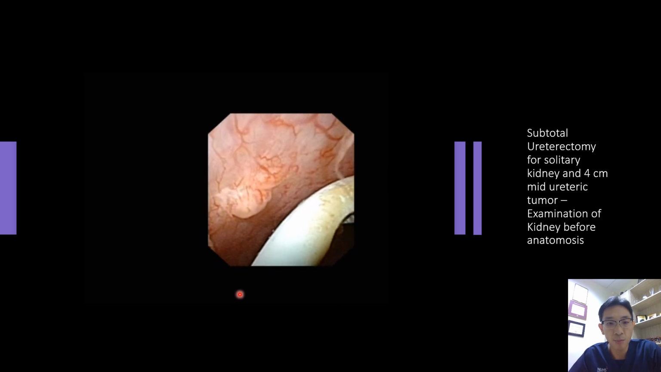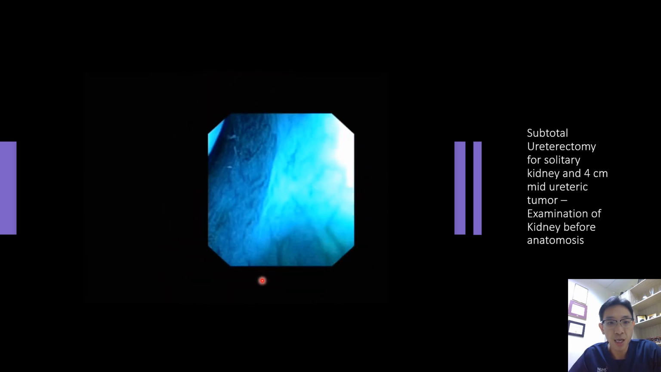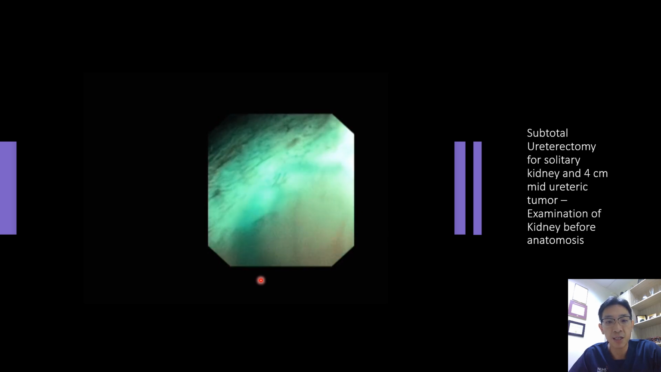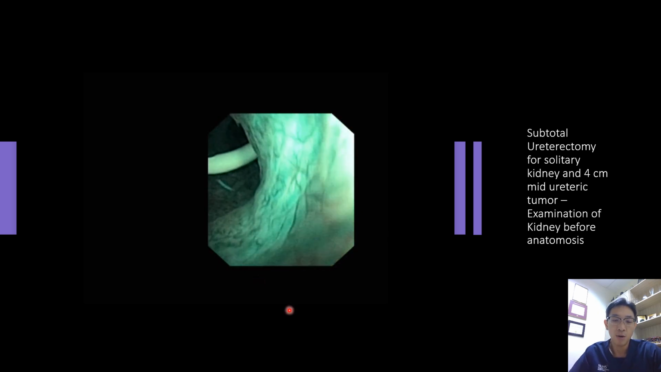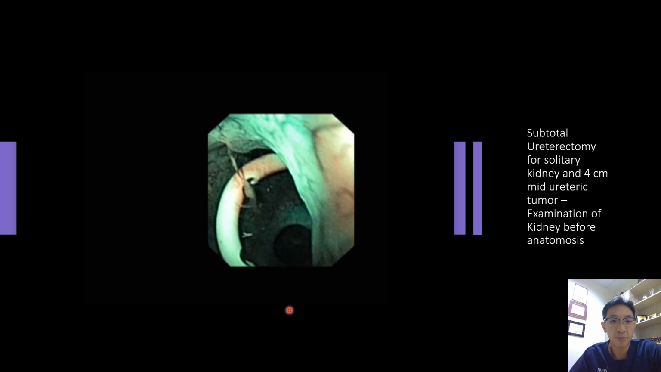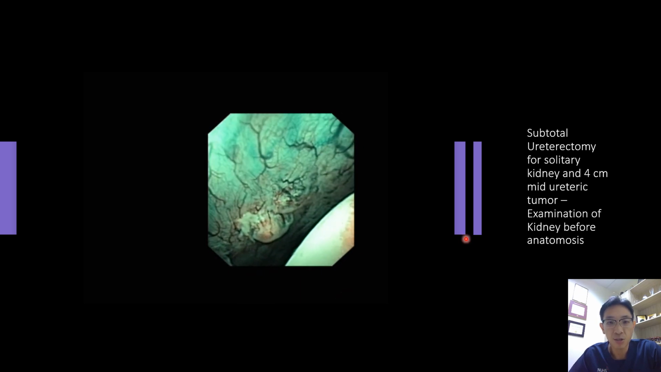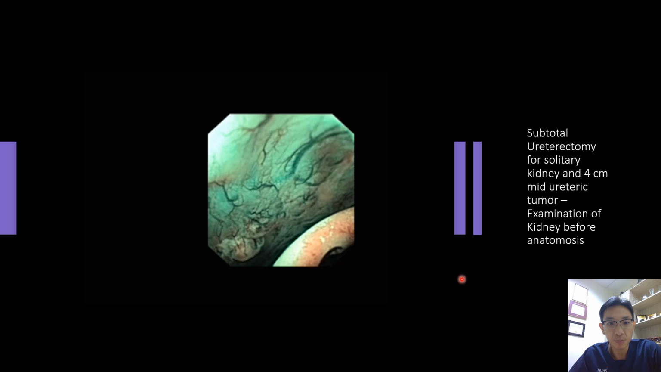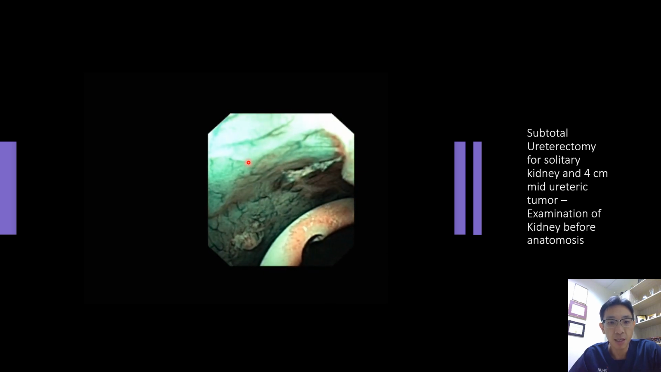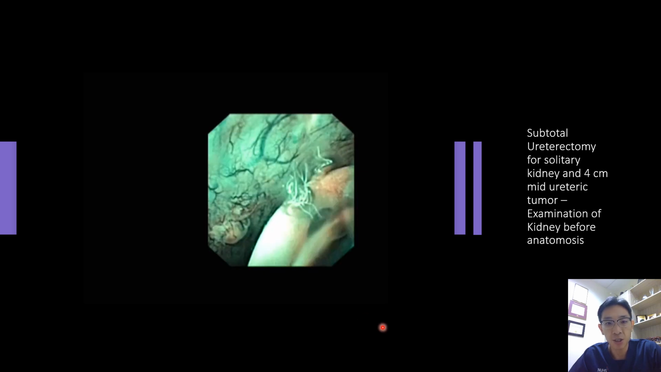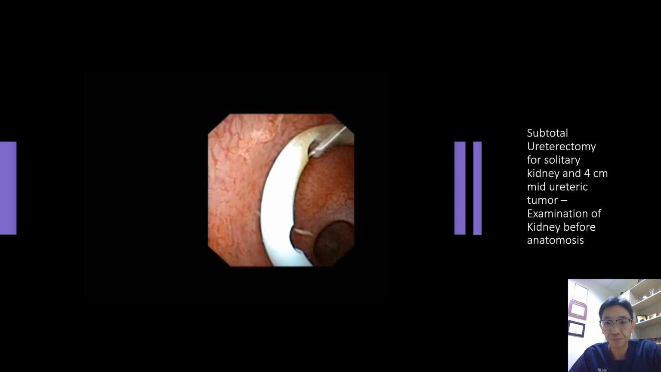We therefore are able to biopsy and laser this and other lesions before we join the ileal conduit directly to the renal pelvis to try and save this solitary kidney. And we know that the kidney lesion is low grade.